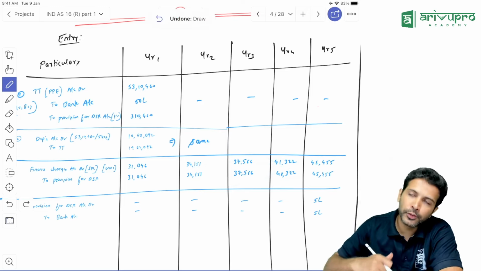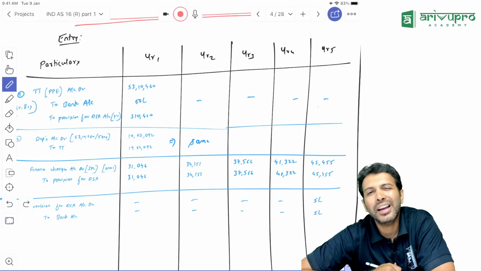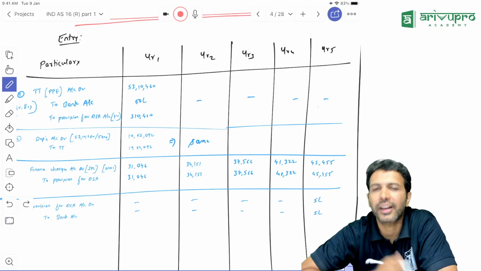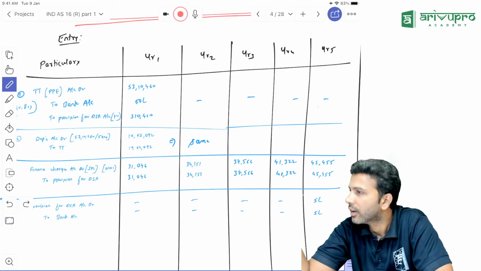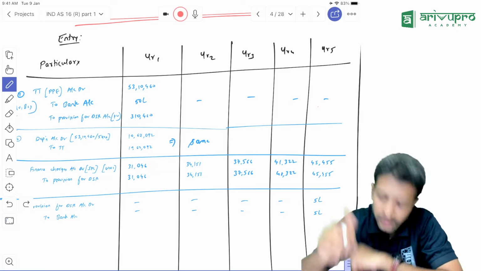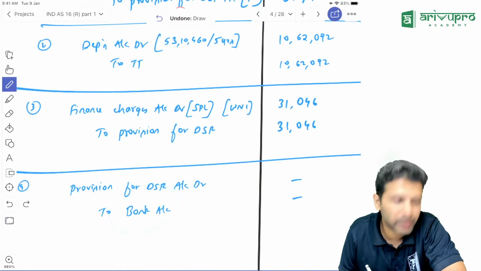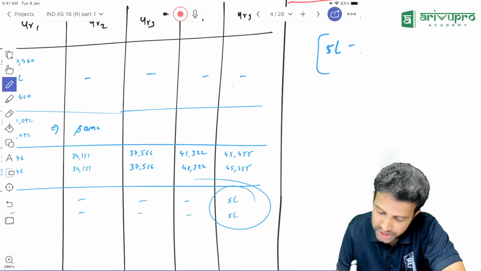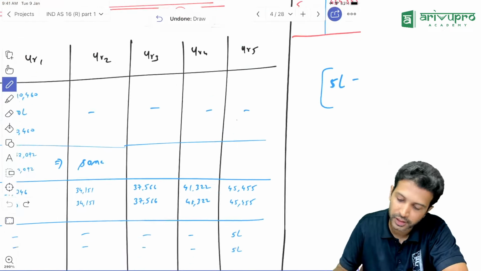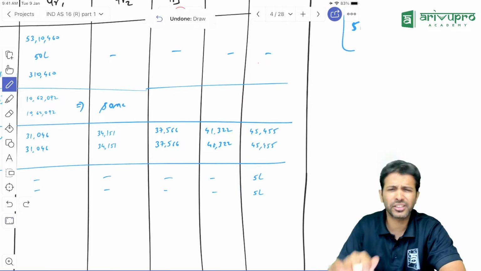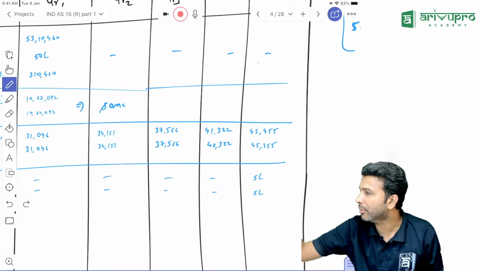Now, at the end of the 5th year, will the provision for DSR have a balance, or do you have to settle it? What's the journal entry for a liability settled? Creditor paid: creditor to bank. Provision for DSR settled: what is the journal entry? Provision for DSR account debit to bank. In which year will you settle it? Last year, as in the 5th year. In the 5th year the entry will come for how much? 5 lakh rupees. After this, the provision for DSR will finally become 0.